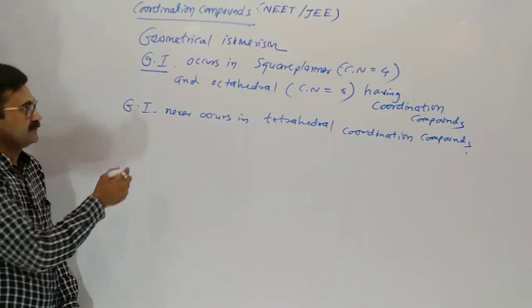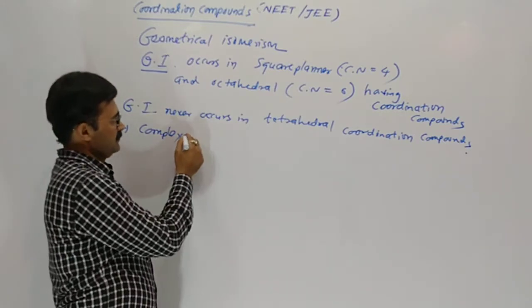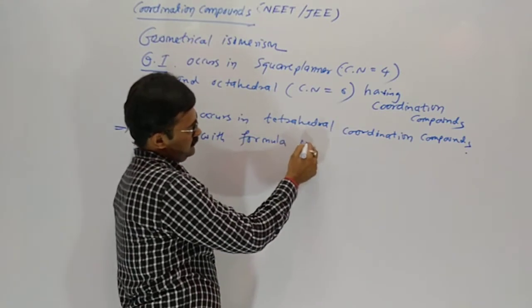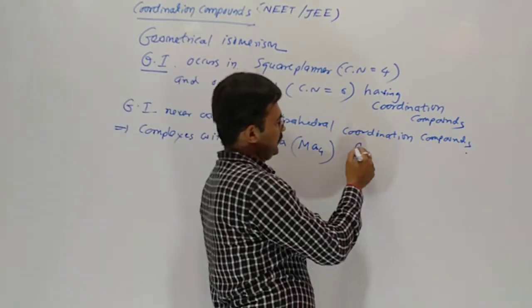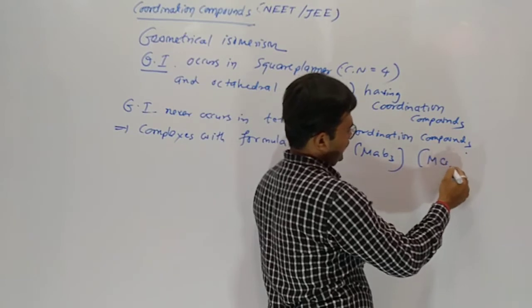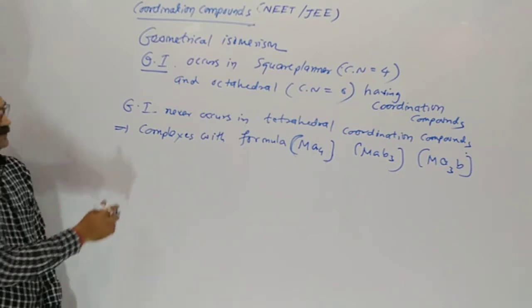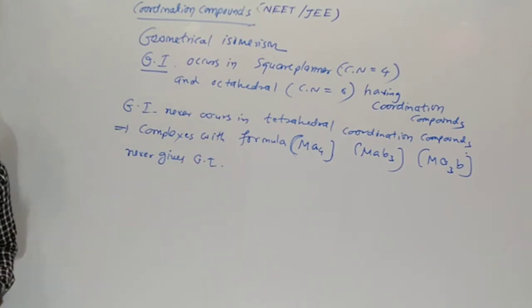Now pointwise: a complex with the formula MA4, MAB3, otherwise MA3B, never gives geometrical isomerism. It never gives geometrical isomerism.